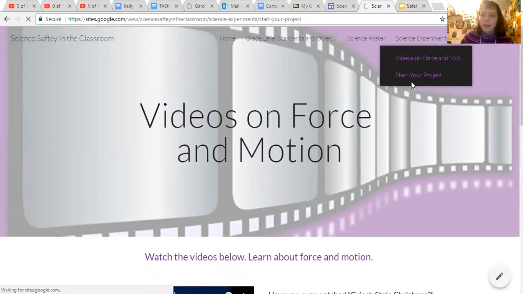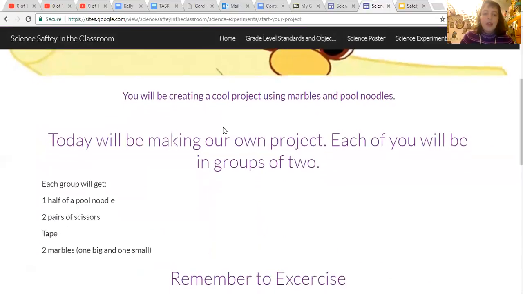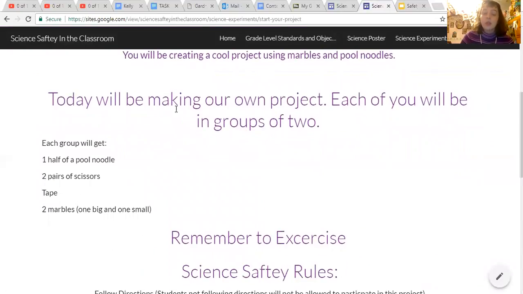So I'll talk to you a little bit more about it in this slide. Today you will be making your own project. You will be in groups of 2, and I will assign each of you per group. Each group will get 1/2 of a pool noodle, 2 pairs of scissors, some tape, and 2 marbles, 1 big and 1 small.